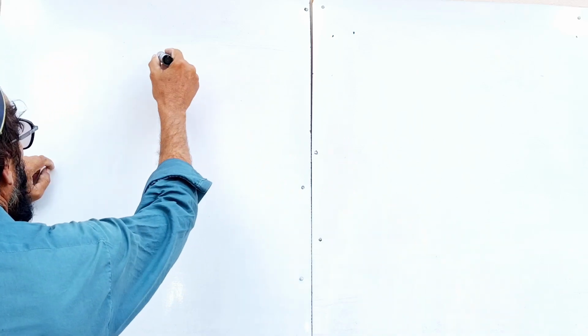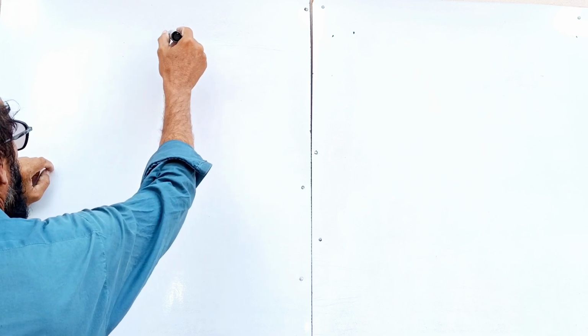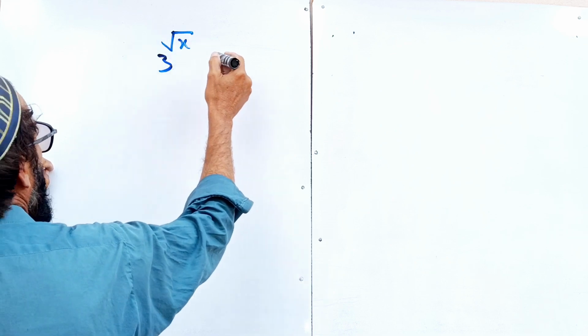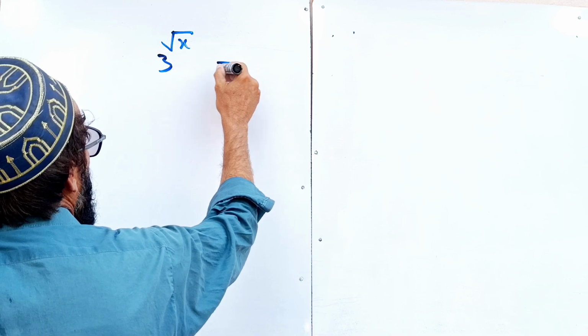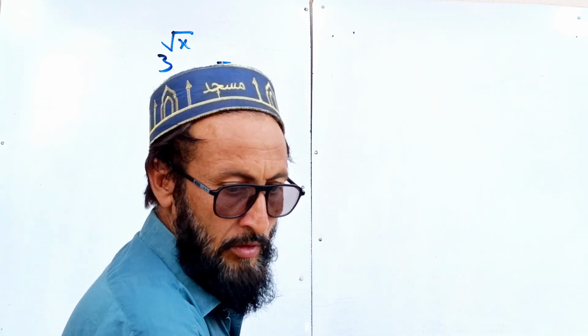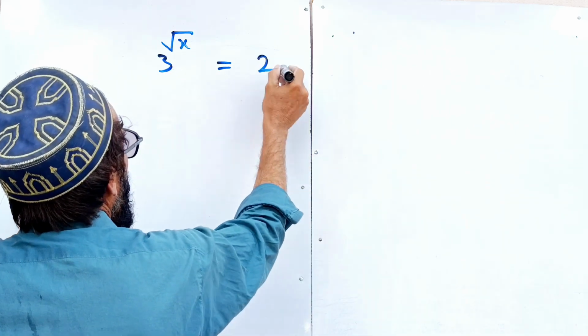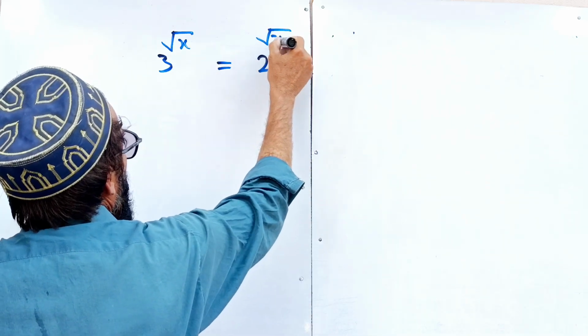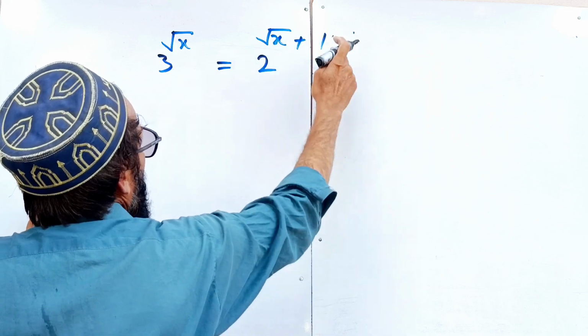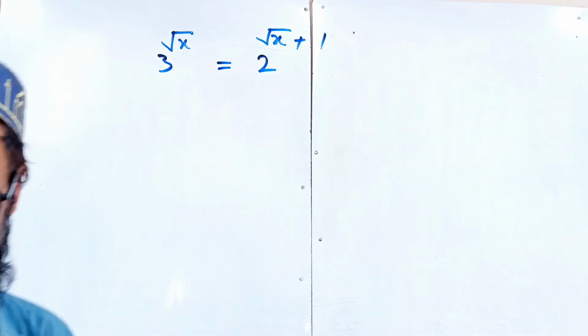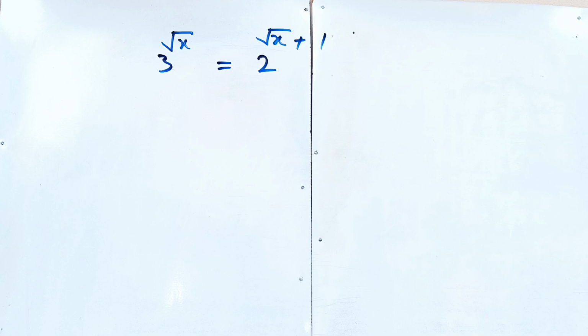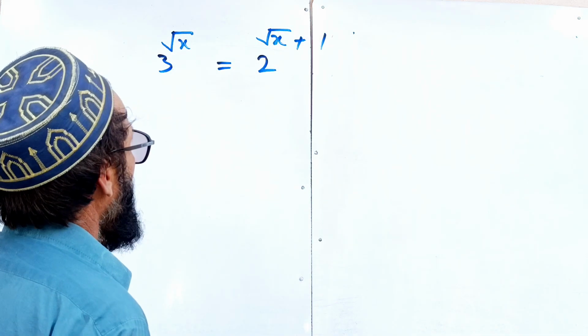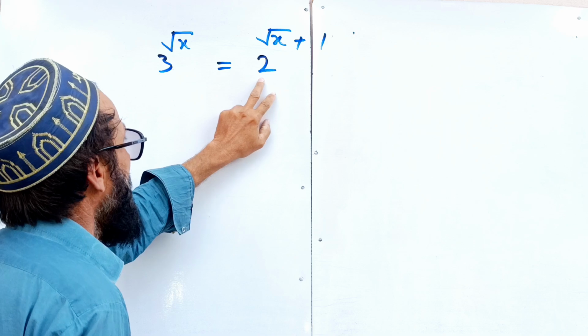Interesting exponential equation: 3 exponent of square root of x is equal to 2 exponent of square root of x plus 1. Very interesting. In this type of question, first of all, here the base is 2.